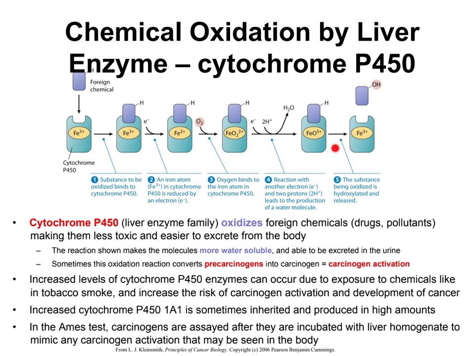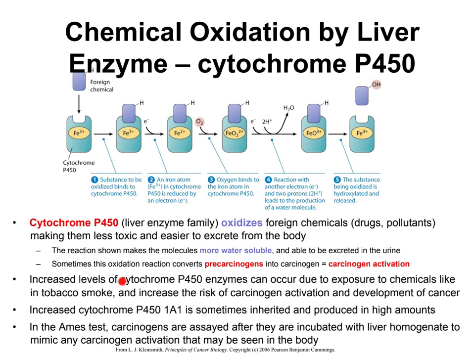And then the last reaction is that the substance being oxidized is hydroxylated and released. So the beginning product and the end product are the same, but there are many steps in between, right? And the overall process results in hydroxylation of the chemical. And so this would make the chemical more water soluble and more likely to be excreted from the urine. However, sometimes this creates a carcinogen from a pre-carcinogen.